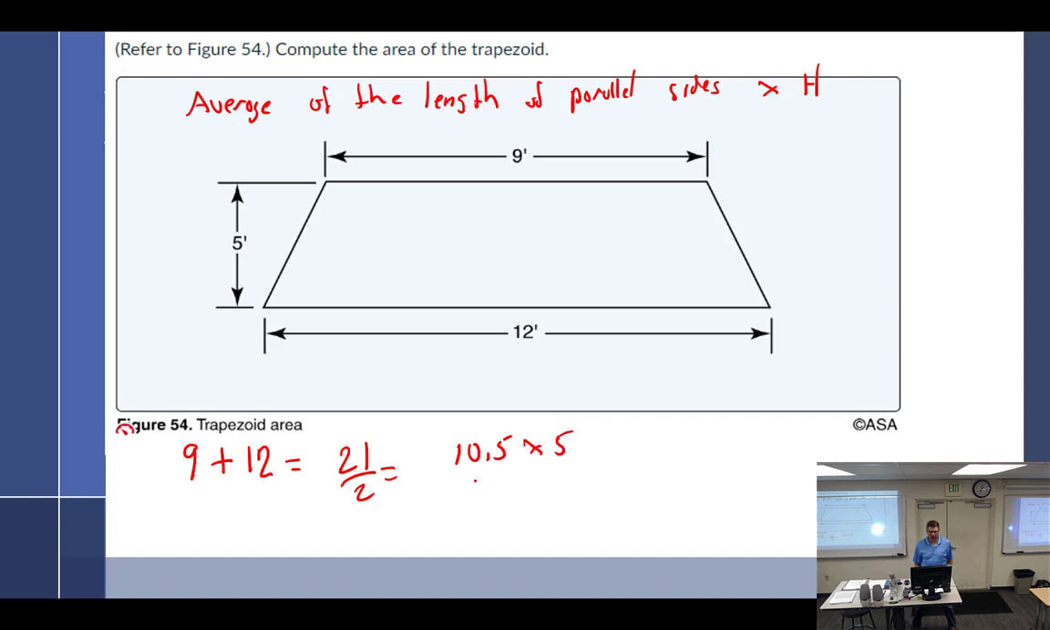So the area is 52.5 square feet, feet squared. Why is it feet squared? Because it only has one apostrophe. Sometimes I don't say things like that, and somebody will go, oh, I didn't know that. So it's okay if you don't know that.